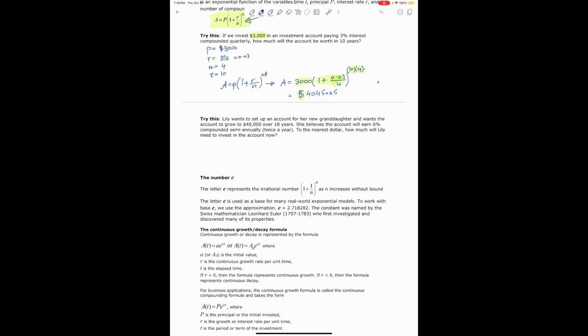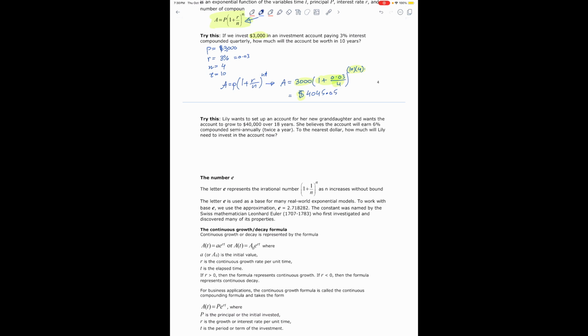6.1, Part 3. Lily wants to set up an account for her new granddaughter and wants the account to grow to $40,000 over 18 years. She believes the account will earn a 6% interest rate compounded semi-annually, twice a year. To the nearest dollar, how much will Lily need to invest in the account now?